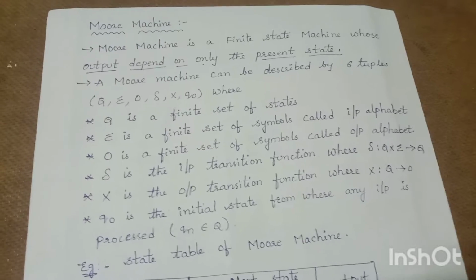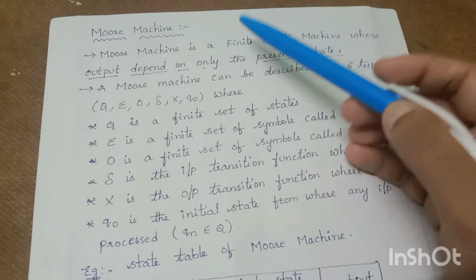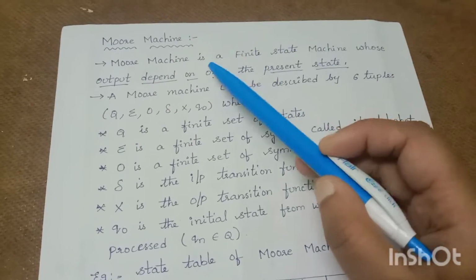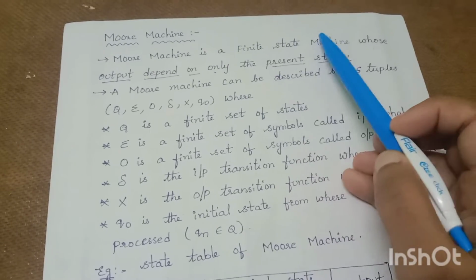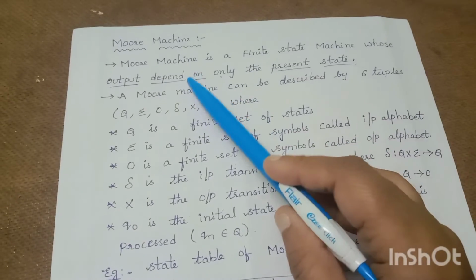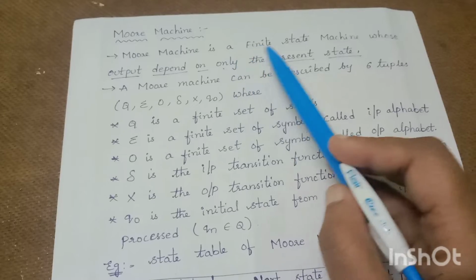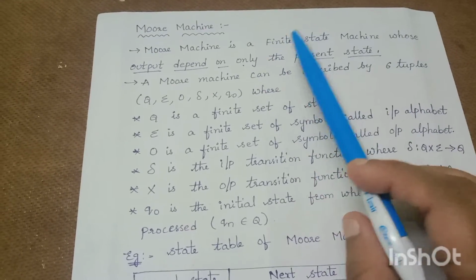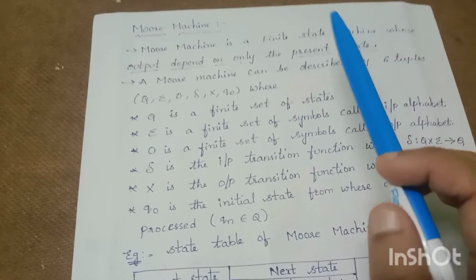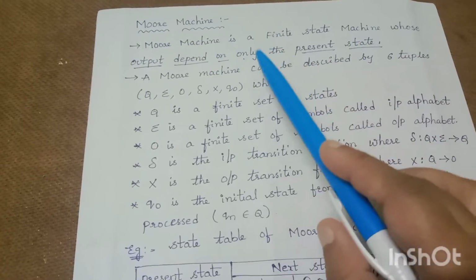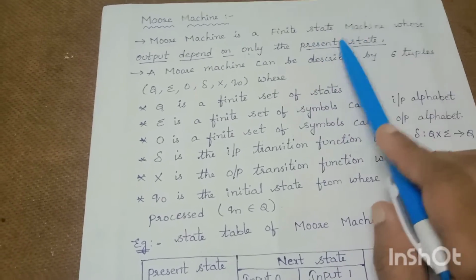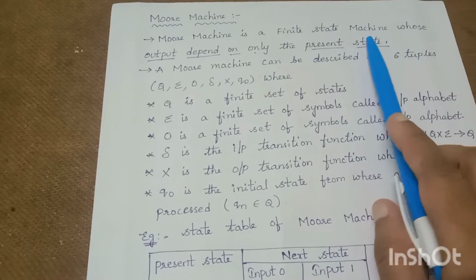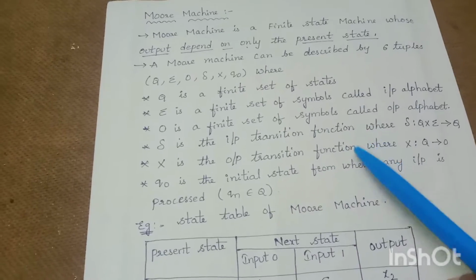Hello everyone. In this video we are going to discuss the Moore machine. A Moore machine is a finite state machine whose output depends only on the present state. You can understand it clearly in the example.